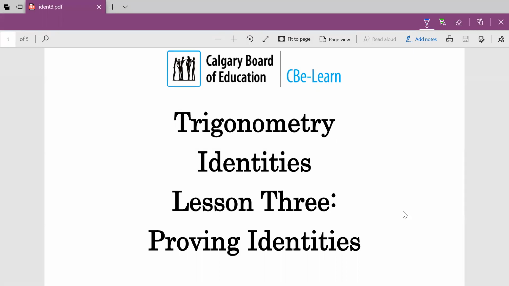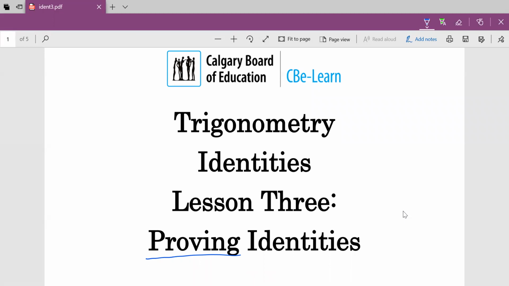Hello, 30-1s. Here we are in identities again, but this time we're getting at the big part of the unit. We're going to prove an identity here. So these are very much like puzzles. Sometimes the puzzle is easy, sometimes it's difficult. Sometimes you're going to try it for a few minutes and say, I'm not getting anywhere, and scrap it and try again. And like most puzzles, there's more than one way to do it.